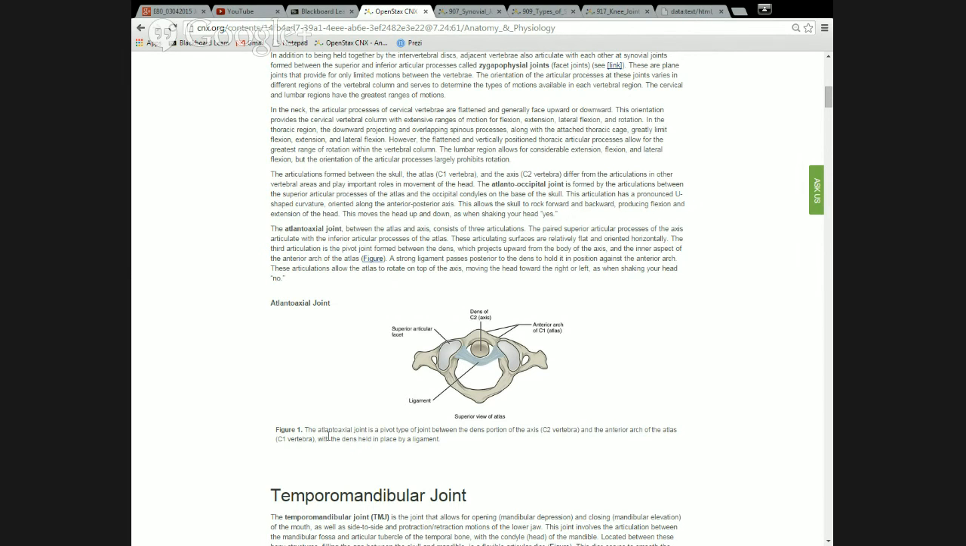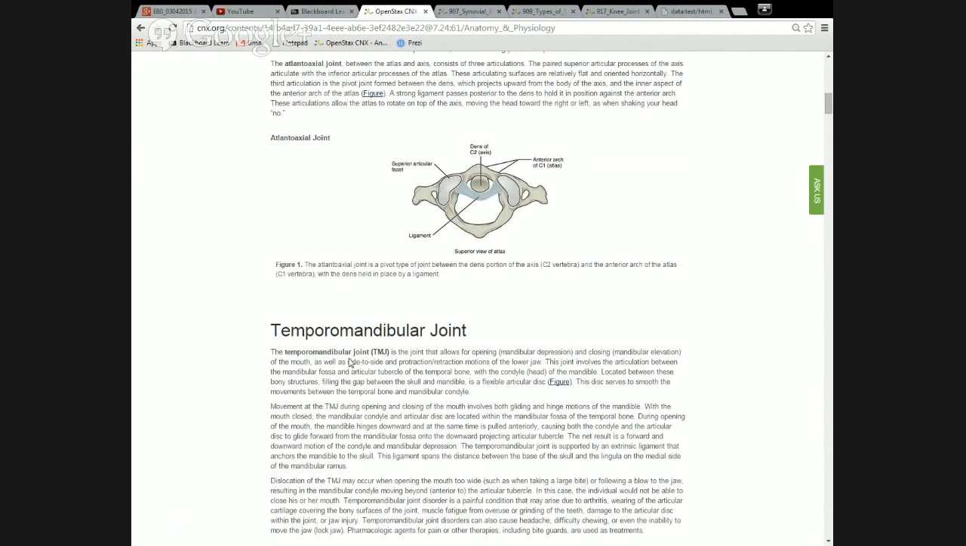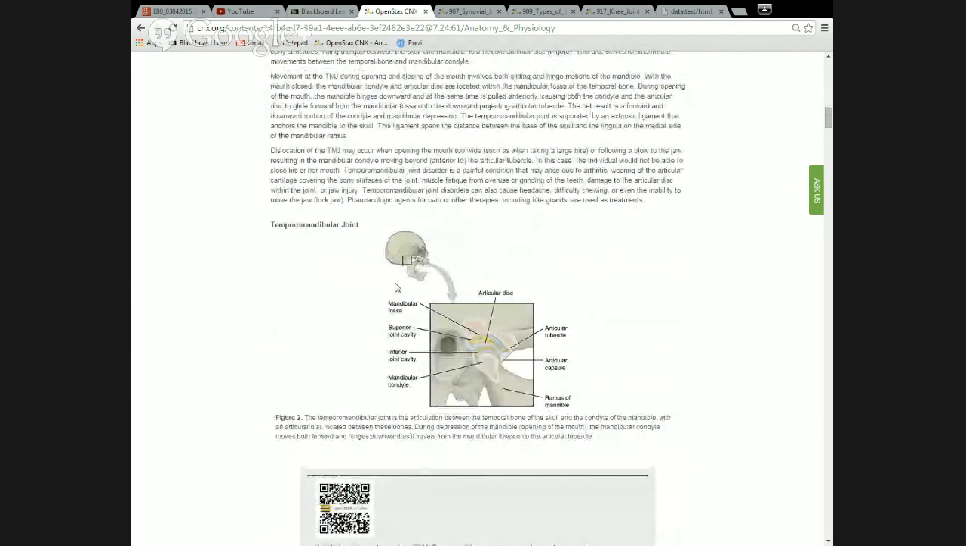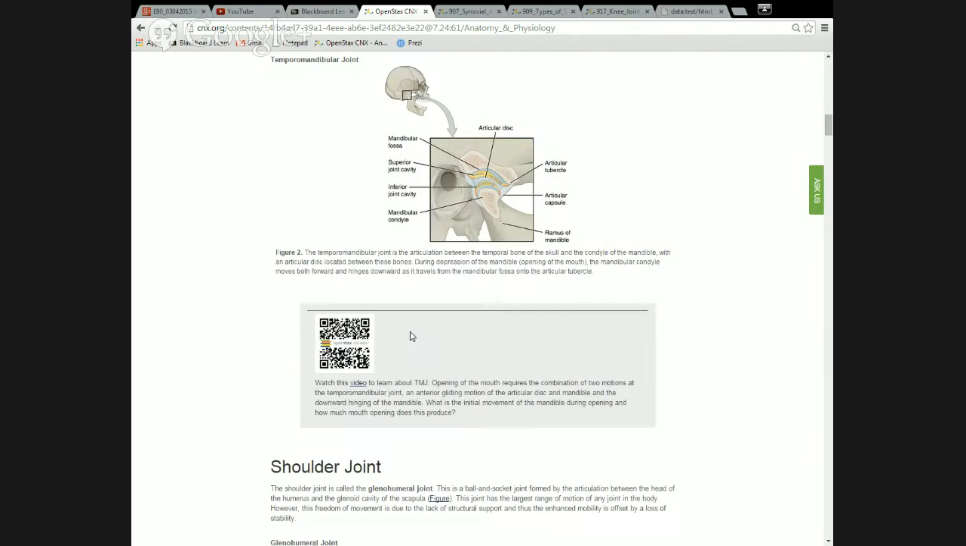So they mention that. And then they show the only movable joint in the skull, which is the temporomandibular joint. This is a rather complex joint. Okay? Your jaw can actually move in a bunch of different ways. So it's not just a simple hinge like your jaw opening and closing, but rather it allows for a number of different kinds of movements. And I'm actually going to talk about those movements in a little while.